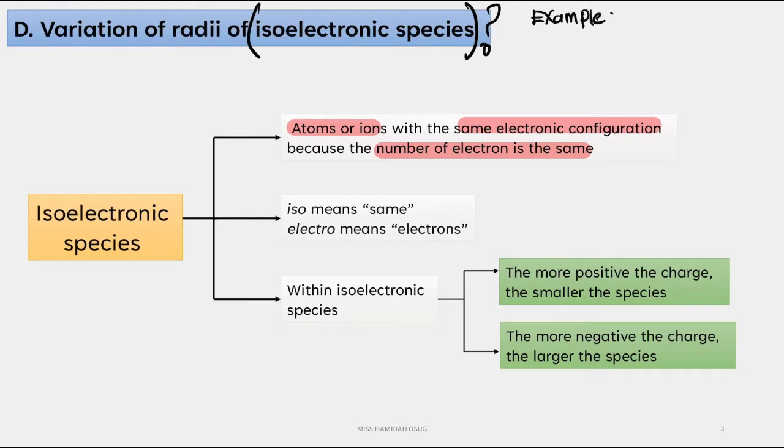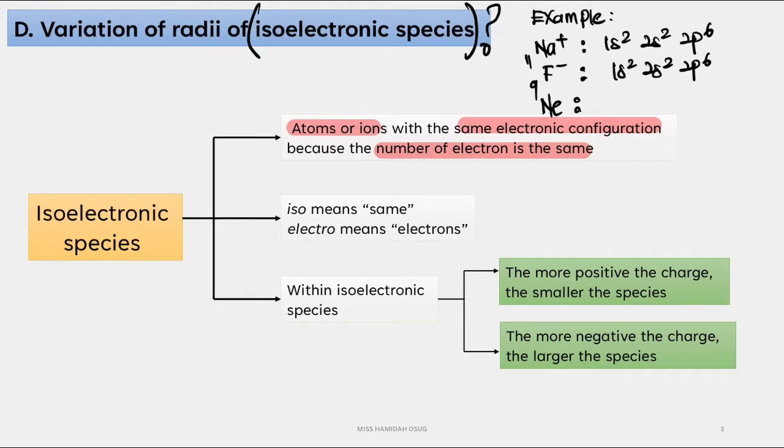So for an example, we have sodium ion with the electronic configuration 1s2, 2s2, 2p6. Also we have fluorine ion with the electronic configuration 1s2, 2s2 and 2p6, and also we have neon atom with the electronic configuration 1s2, 2s2, 2p6. So the sodium ion, the fluorine ion and also the neon atom is what we call as the isoelectronic species because they have the same electronic configuration and the same number of electrons.